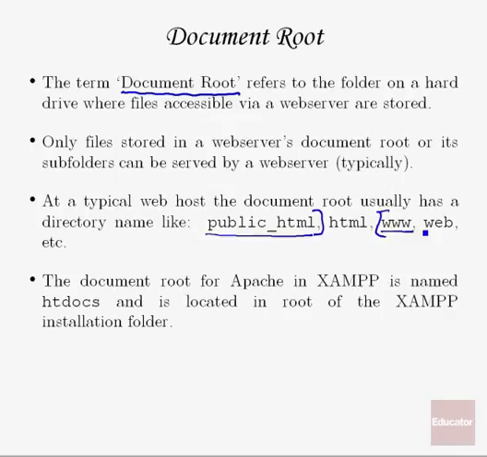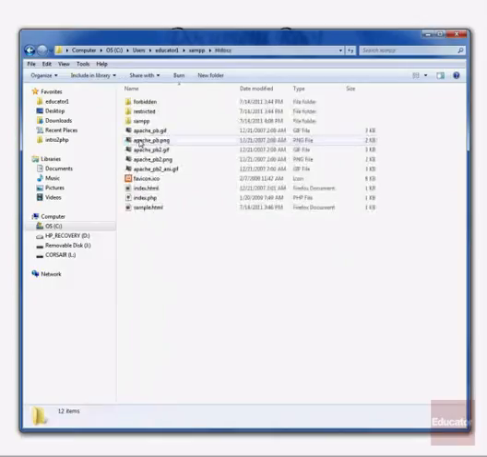For example, every file on your computer is not available via your web server. Only files that are put in these specific directories, the document root or its subfolders, are available via the web server. For Apache, in the XAMPP installation, the document root is a folder named htdocs that's located in the XAMPP root installation folder. So if we look at our XAMPP directory, we can see there's an htdocs folder, and anything that we want to be able to view through the Apache server, which is going to be all of our PHP files, needs to go in this directory or below it.